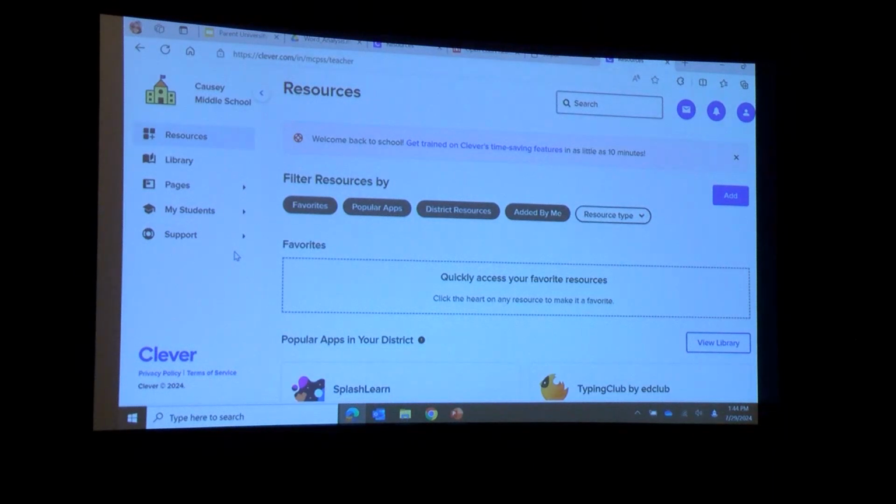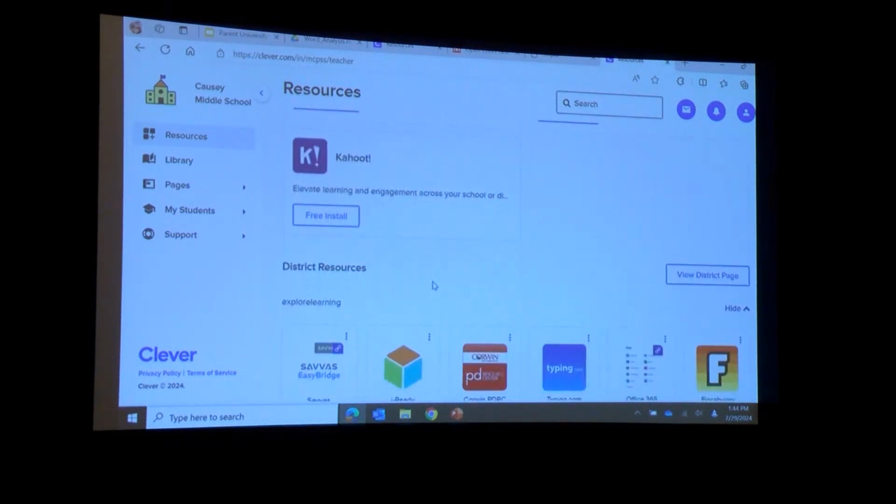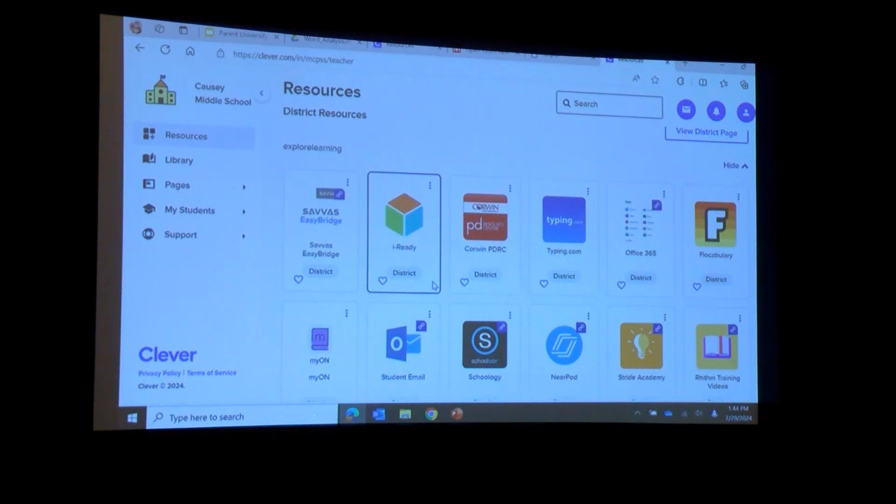It'll be linked to their teacher, and any app that their teacher uses will be on their Clever. So it may not look like mine. It'll have different apps. And on the book, do they have to be logged into their Google account in order to get access? Yes.